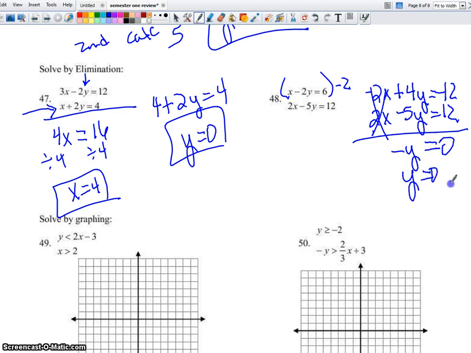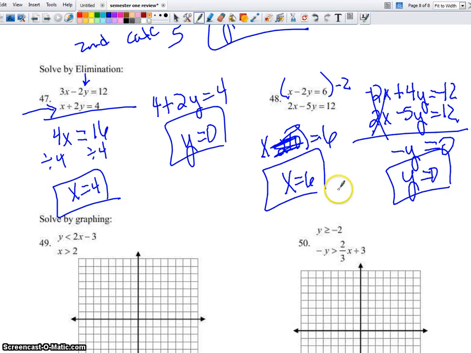So y is 0. Go back over here to either one. X minus 2 times 0 is equal to 6. 2 times 0 goes away, and so x is equal to 6.